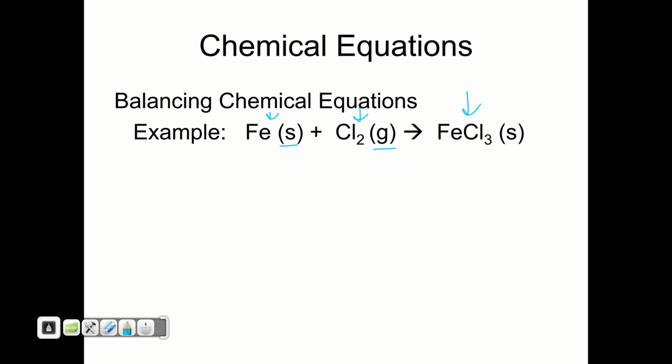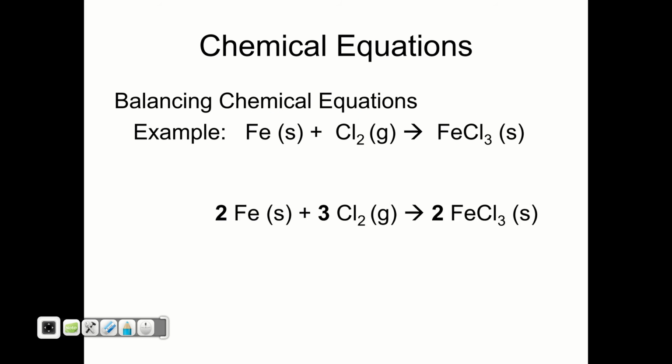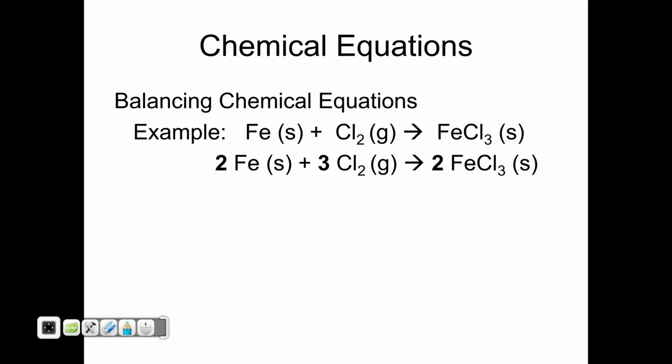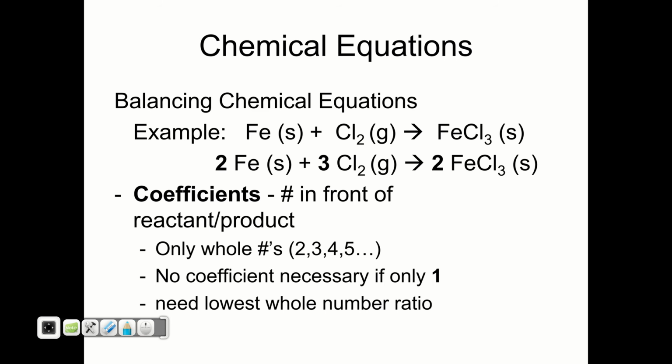Now, you don't have to worry about where that equation came from, but that's the one being given to you. So the correct answer is going to be that we need 2 irons, 3 chlorines, and 2 iron 3 chlorides. Where the heck did I get that from? So first off, what are these numbers in the first place? Why did I even write them?